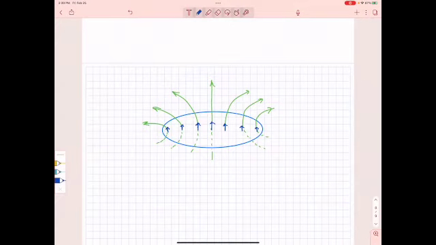Because if they were, what would happen? They would have to cross the current, which they cannot touch. So they go all like that.